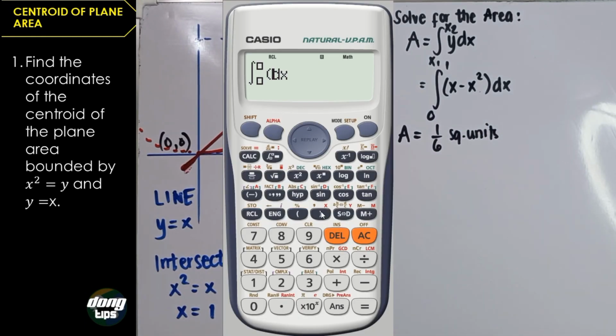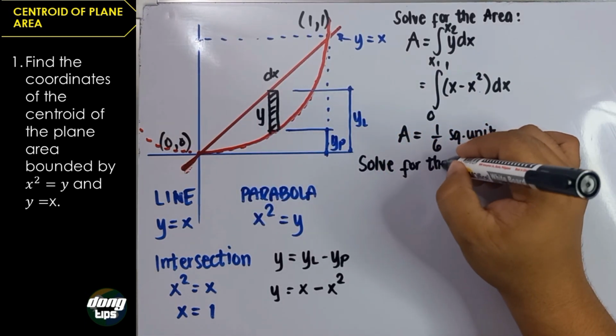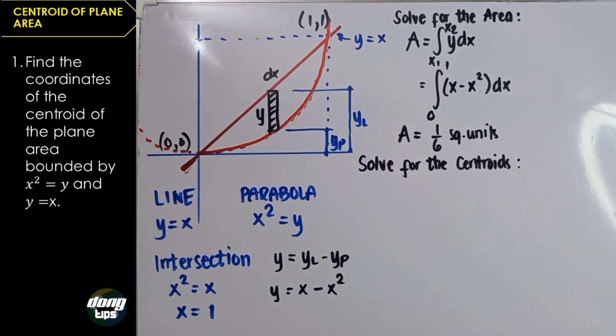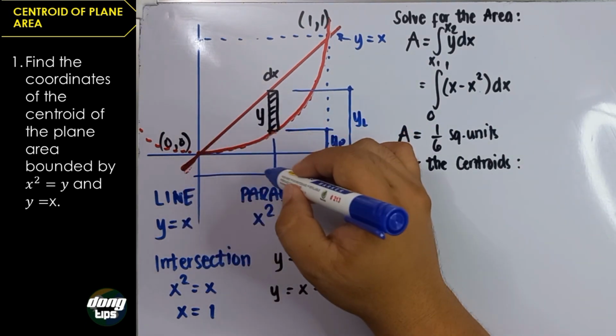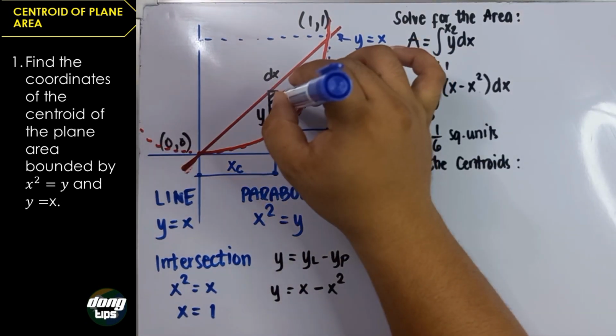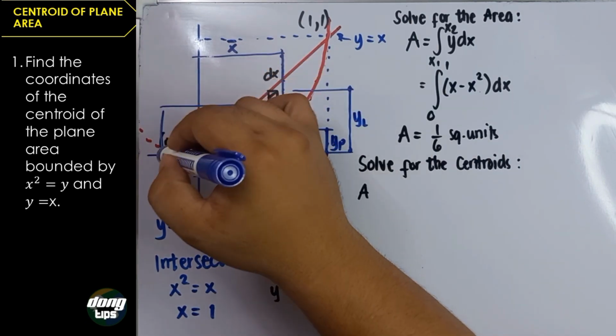In solving the centroids, we need to integrate the first moment of area and equate it to the product of the area and the centroid. Tip number 1. You can always solve for the coordinates of the centroid using only one strip. The distance xc is the distance of the center of the strip from the y-axis, and x-bar is the distance of the centroid from the y-axis, while y-bar is the distance of the centroid from the x-axis.